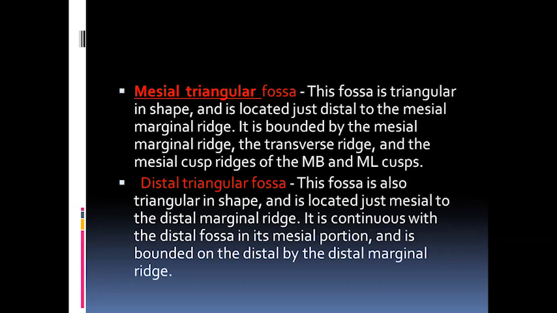Fourth is the distal triangular fossa. This fossa is also triangular in shape and is located just mesial to the distal marginal ridge. It is continuous with the distal fossa in its mesial portion and is bounded on the distal by the distal marginal ridge.